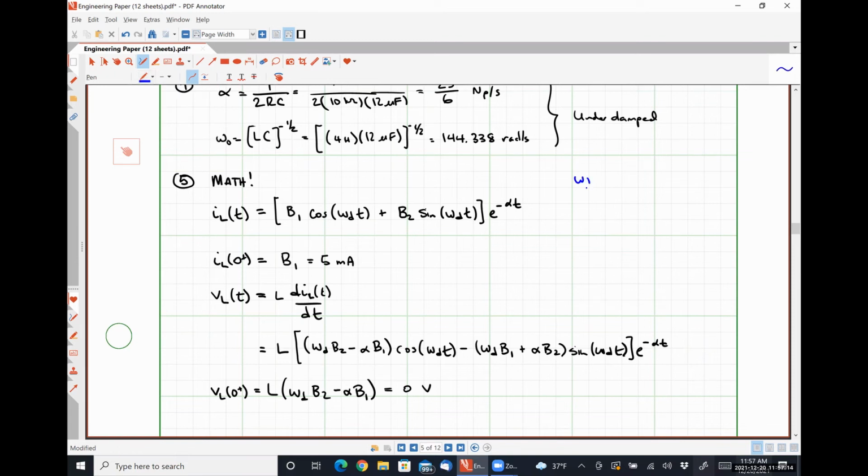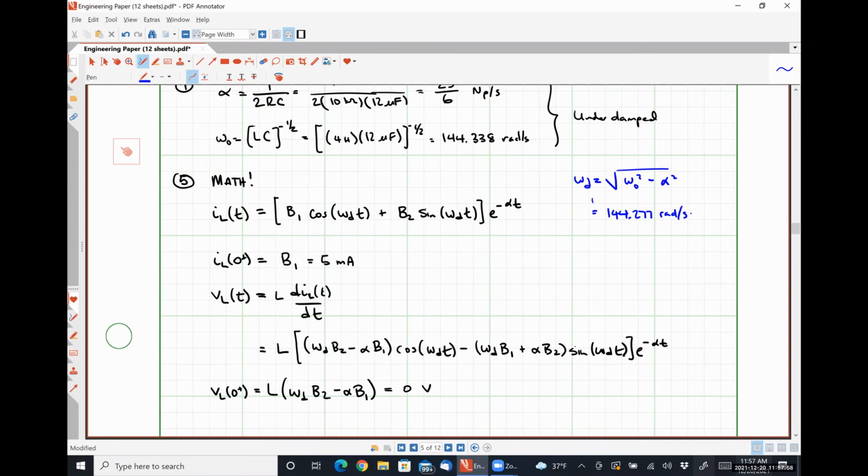Up here, omega d is the square root of omega naught squared minus alpha squared. So I get omega d to be 144.277 radians per second.